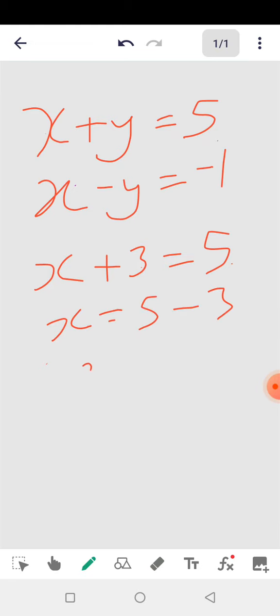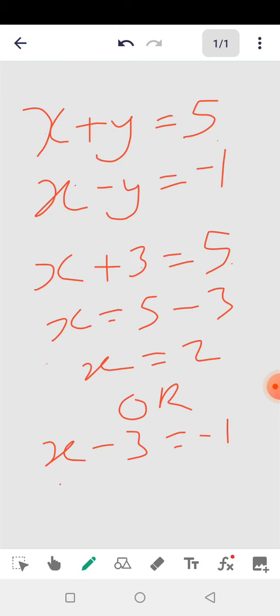And 5 minus 3 is equal to 2. If I'm not using equation 1 and I use equation 2, then I have x minus 3 is equal to minus 1. Then x is minus 1 plus 3. Now whichever way we do it, we're going to be getting 2 for the value of x. I believe this is simple enough.